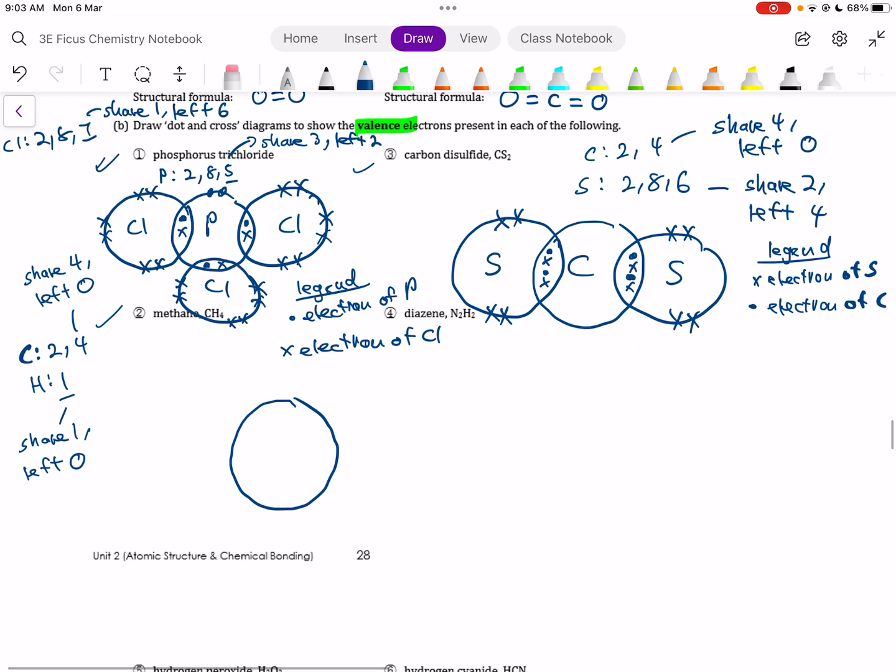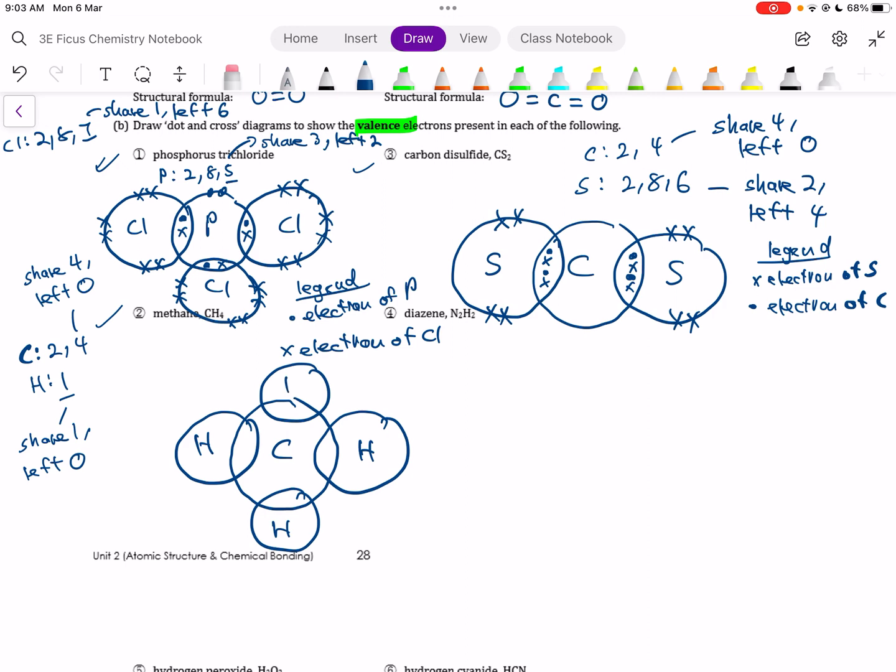So this one carbon in the middle. Usually the one that shares the most will be in the middle. Then H this way. So dot, dot, dot, dot, cross, cross, cross, cross. Then your legend, a bit squeezy. Dot is electrons of H, cross is electrons of C.